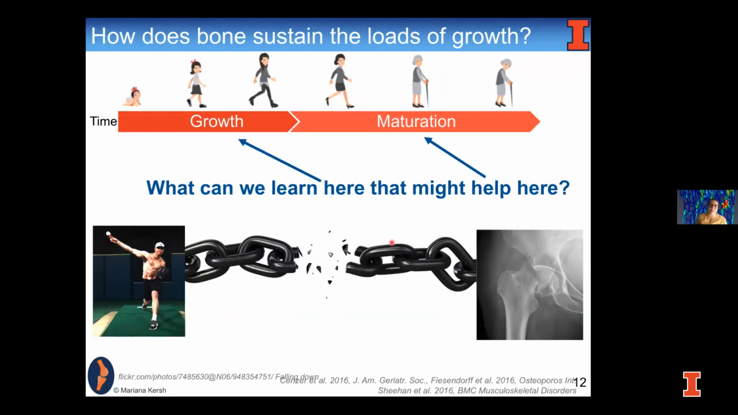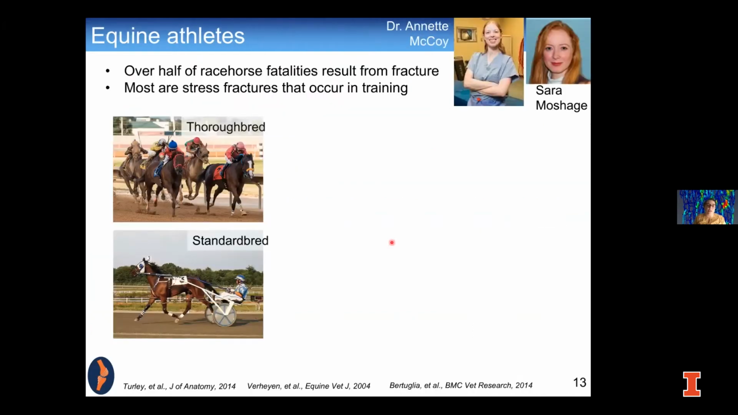And this is, again, a collaboration with Dr. Annette McCoy, who's a veterinary orthopedic surgeon here in VetMed, and Sarah Masaga, an equine enthusiast and a fantastic grad student in the lab. And when we look at equine athletes, we know that over half of the racehorse fatalities that occur during racehorsing result from a fracture, and that those stress fractures occur in training, and that training begins around 1.5 to 2 years of life.